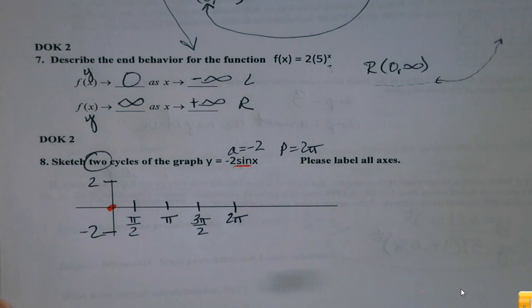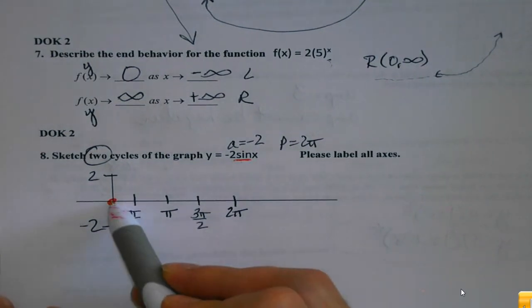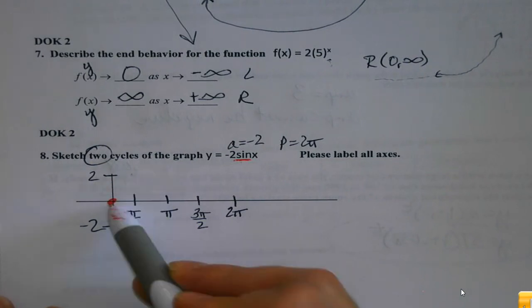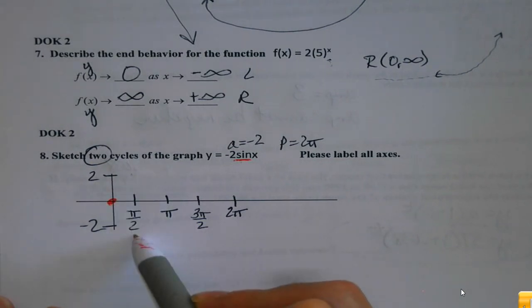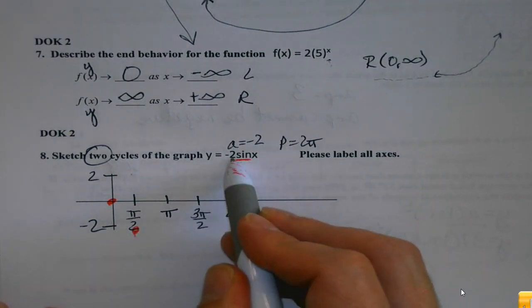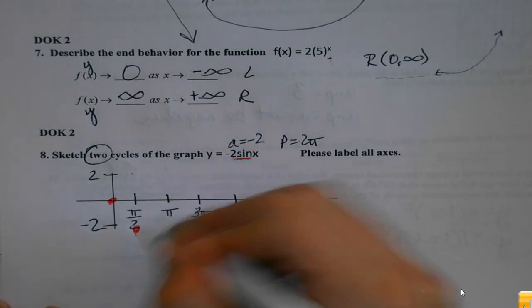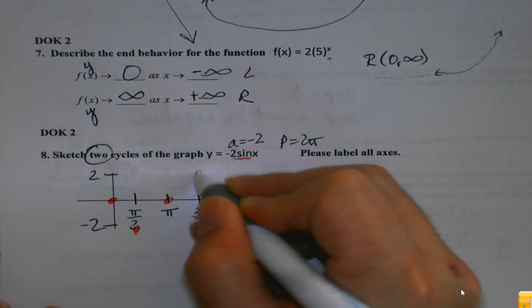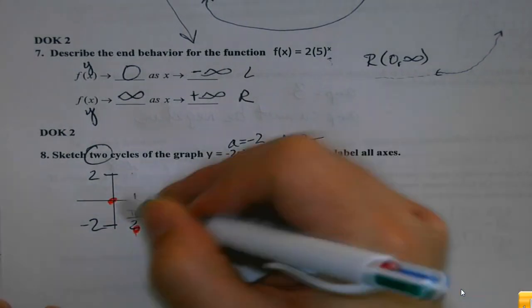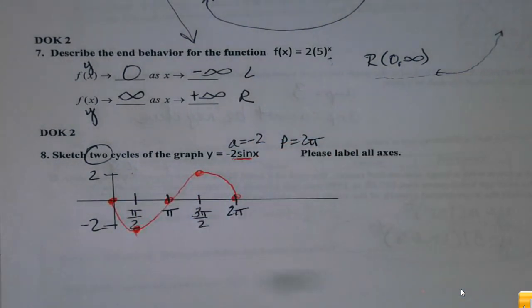Okay, so let's ask the question again here for the next point. I'm at 0. Am I going up to 2 or down to -2? We're going down. In sine's case, that a value is telling me where that second point after 0 is going to be. So down and then back up. So it basically flips my normal sine graph. I connect those. That's one cycle.